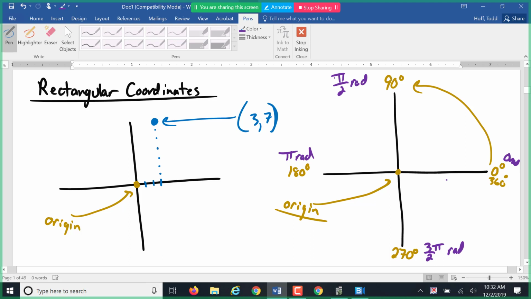And everything is measured from the origin, but not as a horizontal and vertical distance, but as strictly a distance and an angle for that distance. So that same point from over here that we located at 3, 7 is going to be located using a distance from the origin and an angle. So we have theta, and that distance is usually referred to as r.